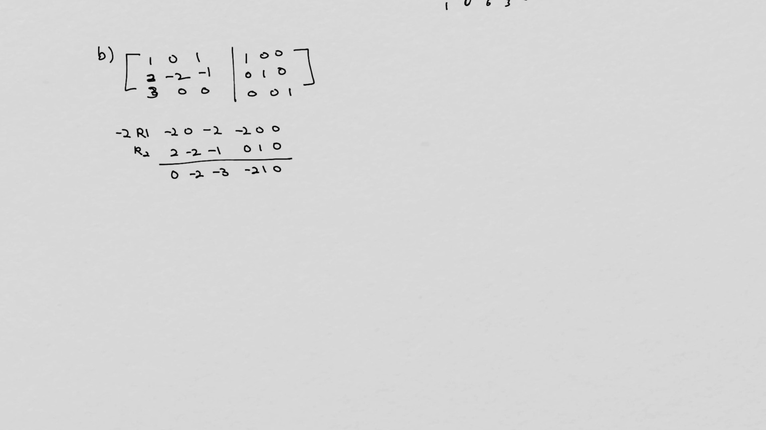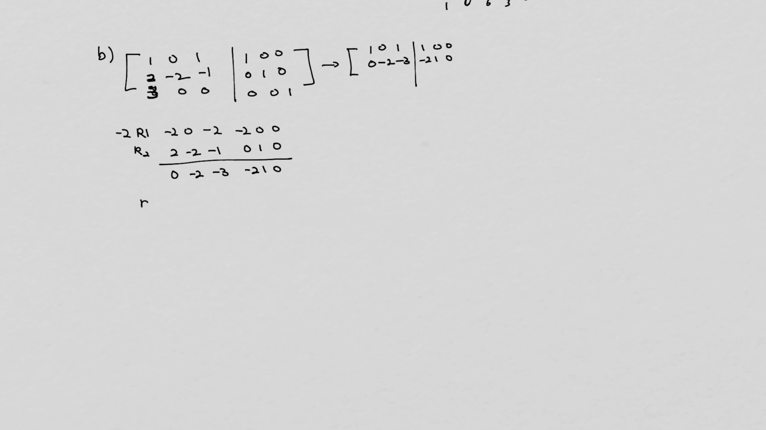Let's try. So I have 1, 0, 1, 1, 0, 0. And then this is the new row 2, so it will be 0, 0, negative 2, negative 3, negative 2, 1, 0. And then what else I'm going to do? I'm going to make this 1, 0 also.